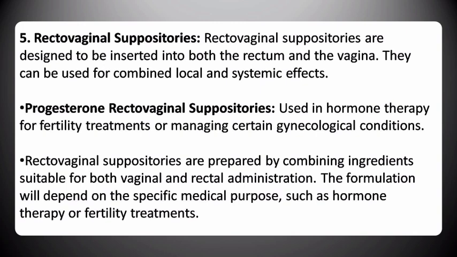Fifth, rectovaginal suppositories. Rectovaginal suppositories are designed to be inserted into both the rectum and the vagina. They can be used for combined local and systemic effects. Example, progesterone rectovaginal suppositories, used in hormone therapy for fertility treatments or managing certain gynecological conditions. Rectovaginal suppositories are prepared by combining ingredients suitable for both vaginal and rectal administration. The formulation will depend on the specific medical purpose, such as hormone therapy or fertility treatments.